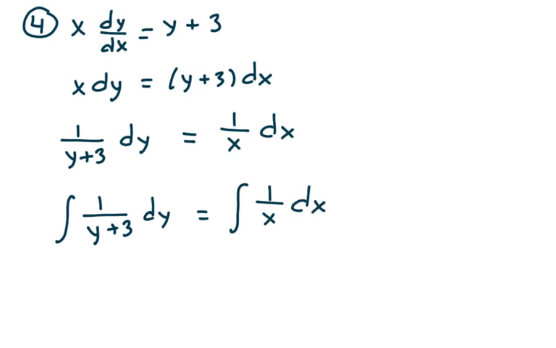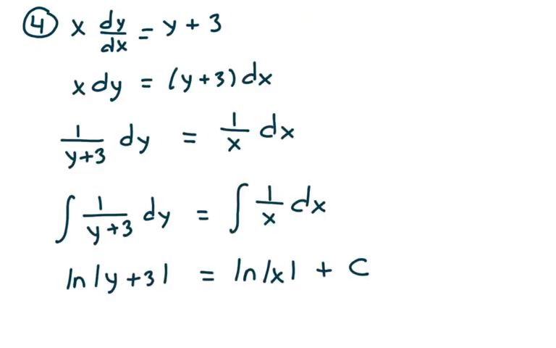And now, we get natural log of the absolute value of y plus 3 on the left side. On the right side, we get natural log of the absolute value of x plus c. Now, to get full credit, you're going to have to be able to solve for y in terms of x. That's the hard part about this problem, in my opinion. Okay, but it's necessary.